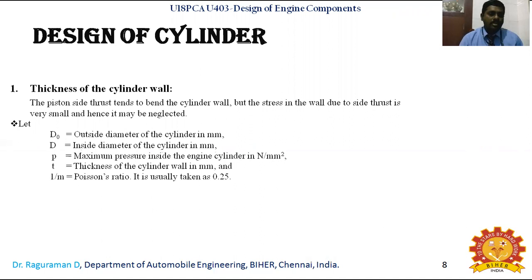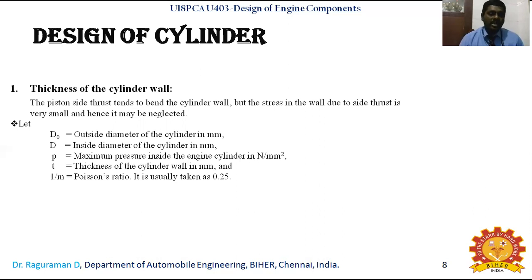So Do as well as a capital D. Do is the outside diameter of the cylinder, and capital D is the inside diameter of the cylinder. Because the cylinder is considered to be a hollow shaft, and the piston is considered to be a solid shaft. So the cylinder has an outside diameter and it has some thickness, that's what gives you the inside diameter, both outside diameter and inside diameter.